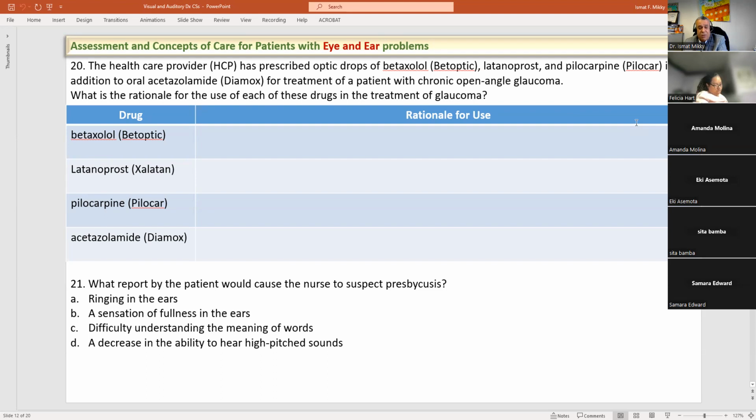For 20, I will post the answer in Blackboard, and for 21, the answer is D, decreasing the ability to hear high-pitched sounds. The rest of the questions from 21 are all auditory, the ear problems. So I will post the answers on Blackboard for everyone, and stop sharing.